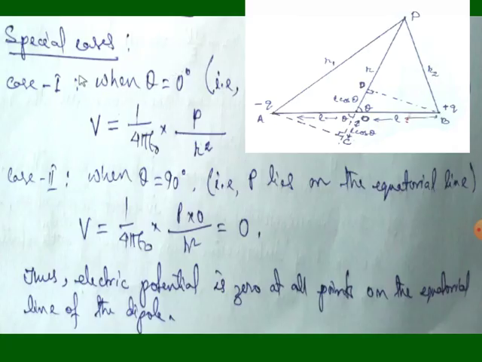Yes, this is a special case. When theta is equal to zero, that means along its axial line, suppose you take it somewhere here, as I said, theta will be equal to zero, and cosine of 0 degree will be one here, right? So it will give it like this. At the equatorial line, theta will be equal to 90 degree. This will be perpendicular. So cosine of 90 degree means zero. So the whole thing will be zero.